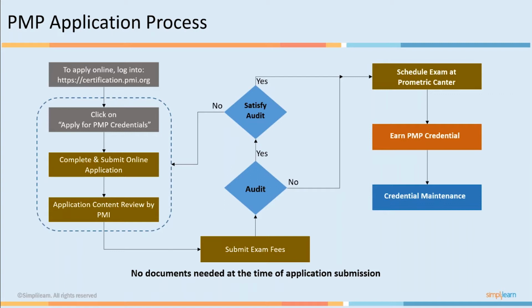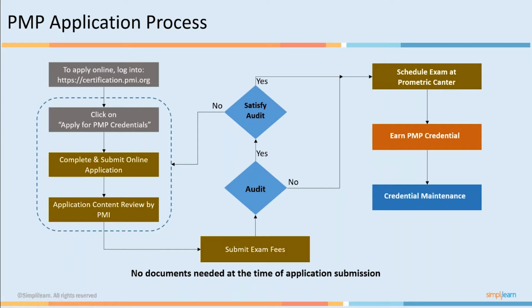Okay. So the process is pretty simple and pretty straightforward, and PMI is going to inform you about each and every step. Their communication is very neat and clear and very precise. They are going to make you aware of the entire process in case your application is picked up for audit. And of course, Simplilearn is always there to support you and assist you in case you have any doubt or you hit any roadblock. You can reach out to me as well. Okay. So this is the overall PMP application process.